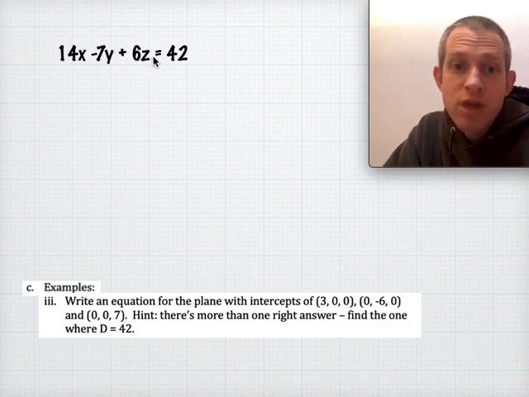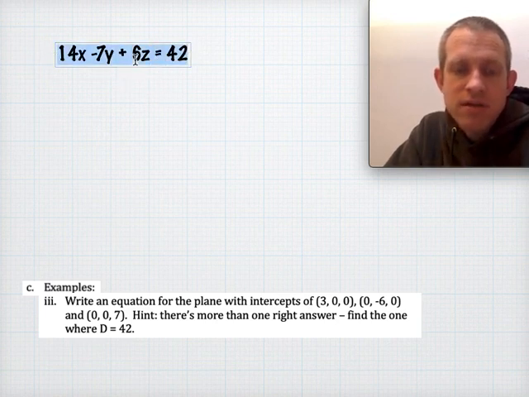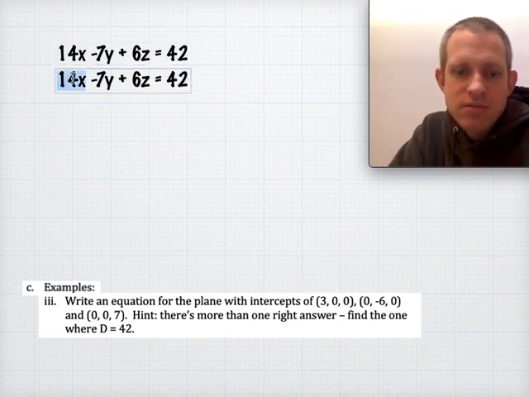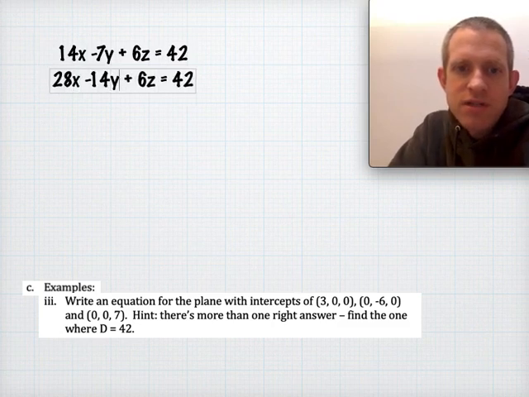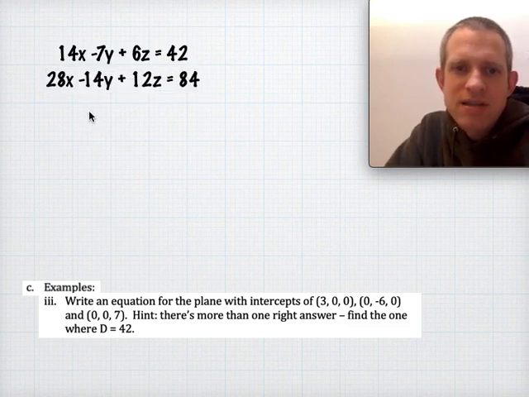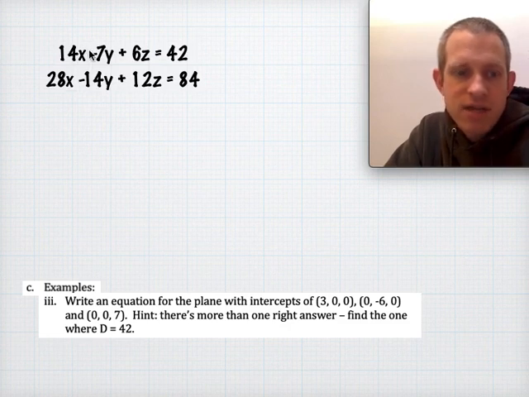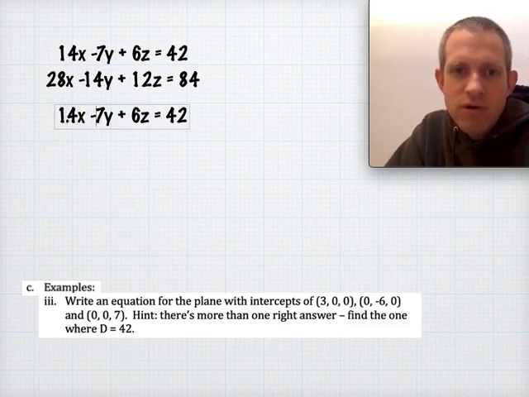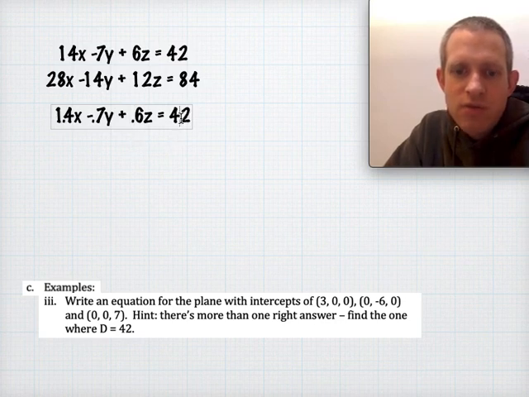If you wanted to come up with another one, you could take everything in this equation and scale it by some number. You could multiply everything by 2, for instance. And this equation, 28x minus 14y plus 12z equals 84, would be the exact same plane. It'd be the same graph. If you wanted to, you could take everything in these and maybe scale it by dividing everything by 10. So 1.4x minus 0.7y plus 0.6z equals 4.2. That would be another equation for the same plane.